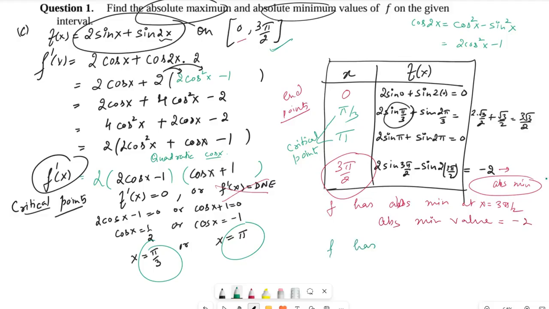F has absolute maximum value where, out of all these, what is the maximum? 3 root 3 by 2. So that is pi by 3. At x equal to pi by 3, absolute maximum value is equal to 3 root 3 by 2.